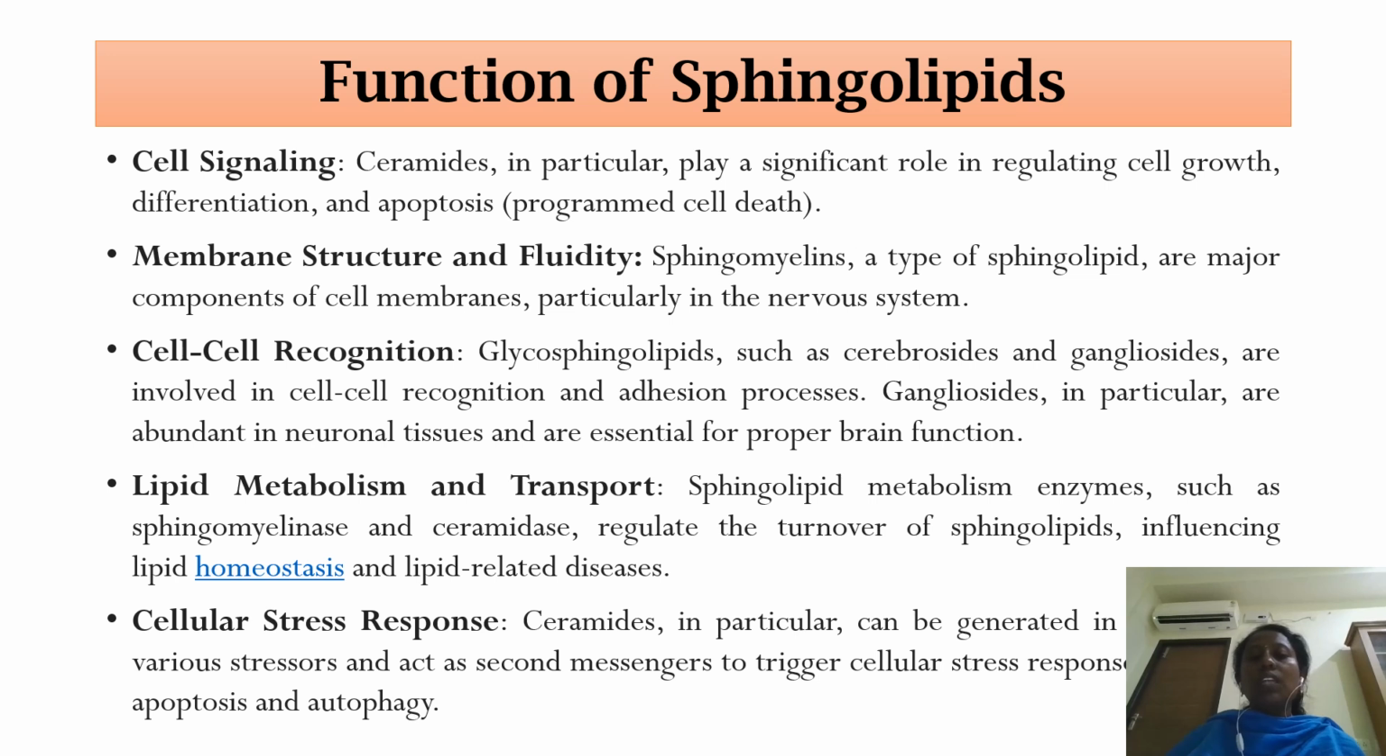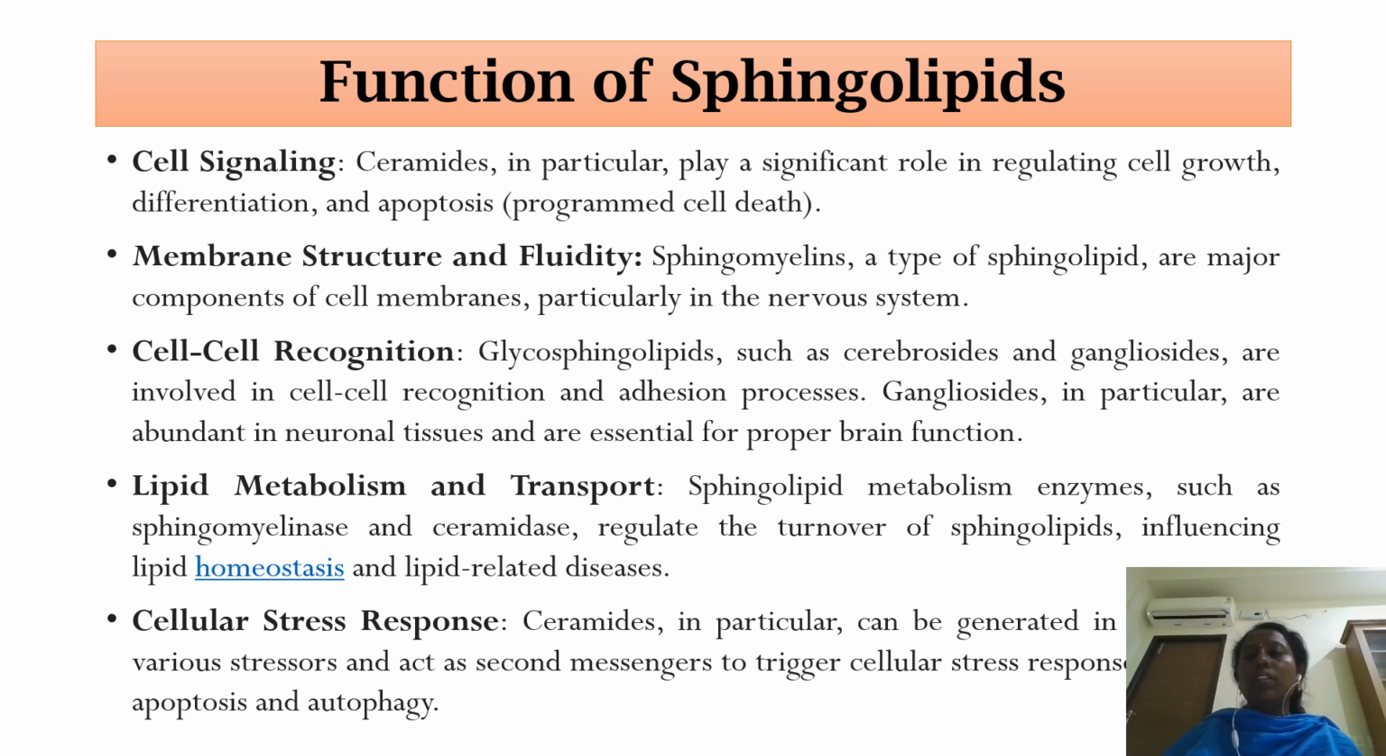The next function is membrane structure and fluidity. The flexibility and structural integrity of cell membranes, or the outer membranes of the nervous system, are mainly based on sphingomyelin, a type of sphingolipid which is a major component of the cell membrane and helps in the integrity of the structure, particularly in the nervous system.